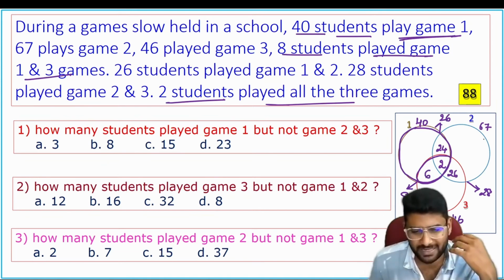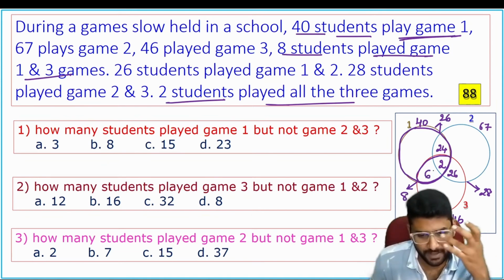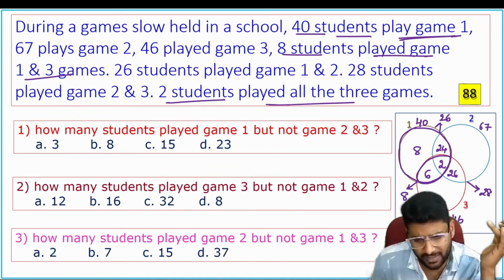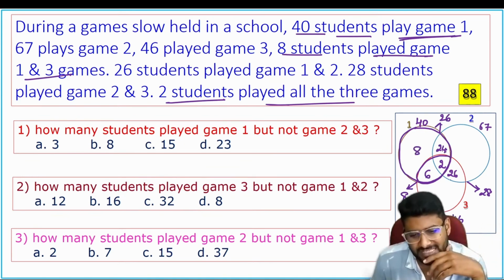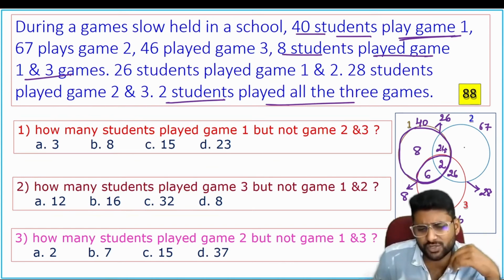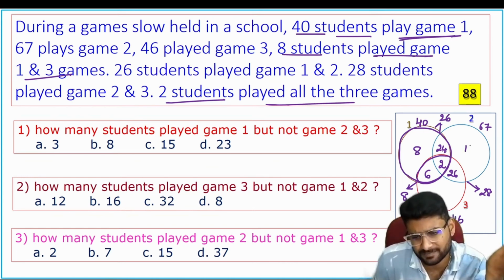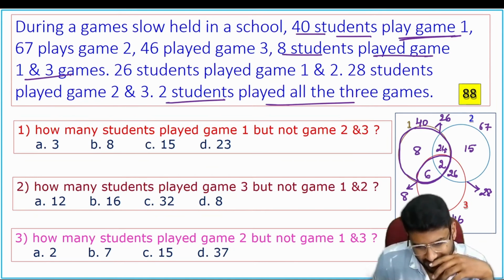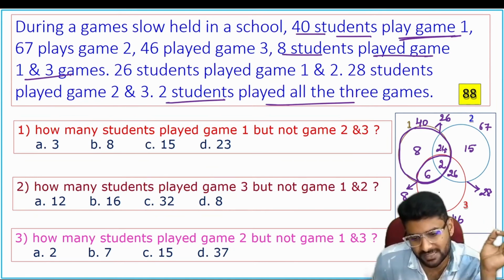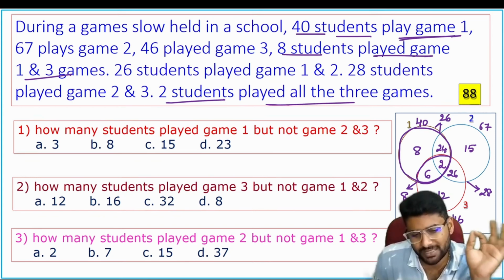Now go through the remaining one. See, the entire circle is 40. Now 24, 30, 32, definitely 8 students played only game 1. Now 24, 26 is 50, 52. So 52 means here, 15 students have played only 2. Now here 26 plus 6, 32, 34. 34 means only 12 students have played only game 3.